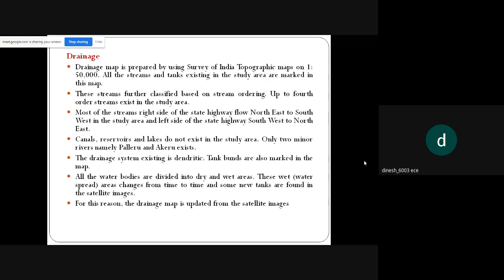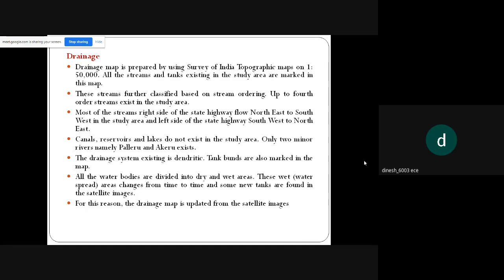The water streams are further classified based on the stream ordering. These have been classified up to fourth order streams that exist in the study area. So most of the water streams right side of the state highway flow from northeast to southwest in the study area, and left side of the state highway southwest to northeast.